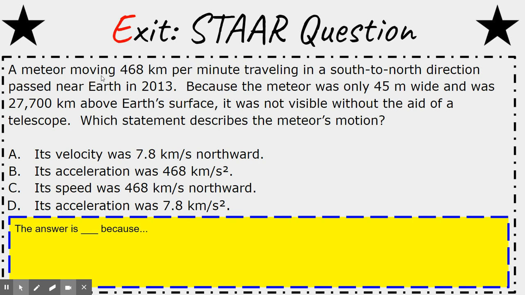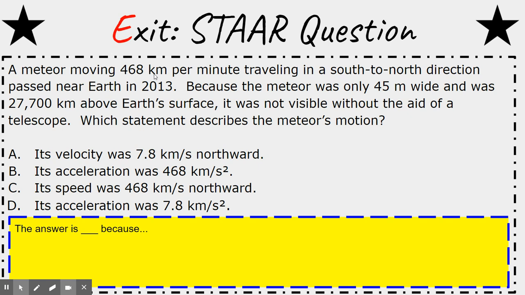Star test question for our exit. A meteor moving 468 kilometers per minute traveling in a south to north direction passes near Earth in 2013. Because the meteor was only 45 meters wide and was 27,700 kilometers above Earth's surface, it was not visible without the aid of a telescope. Which statement best describes the meteor's motion?